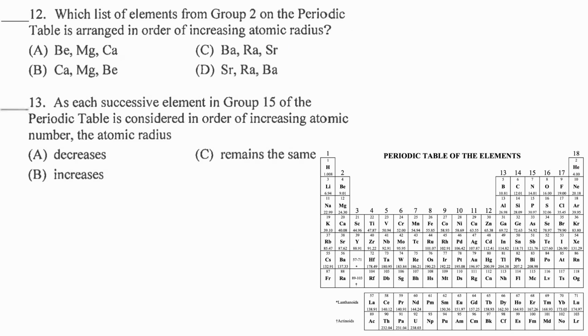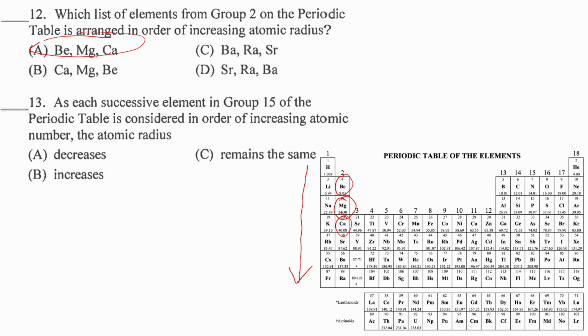Number 12 says, which list of elements from group 2 in the periodic table is arranged in order of increasing atomic radius? So since we are talking about groups, we know that in the atomic radius trend, it is going to increase as you go down a group. So if we have beryllium, magnesium, and calcium, that is going down a group. So that would be increasing atomic radius. So that would be the answer.